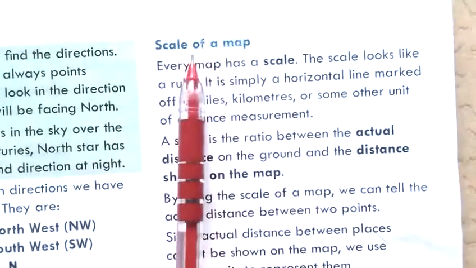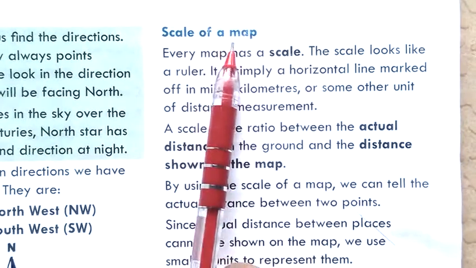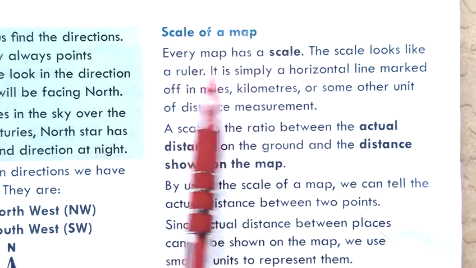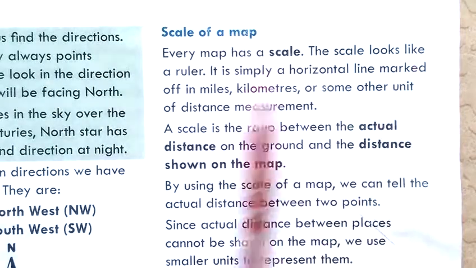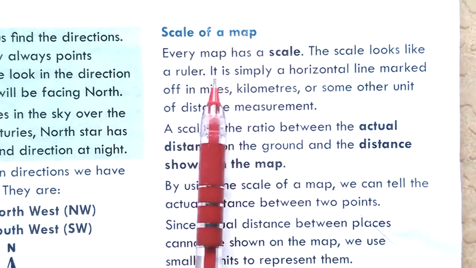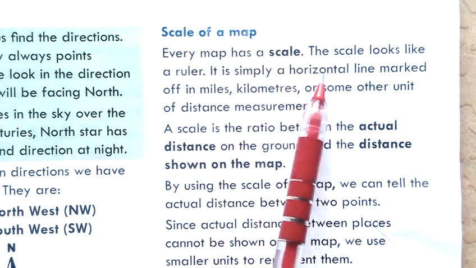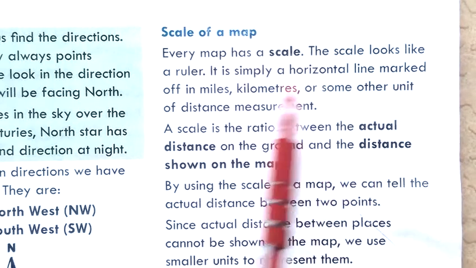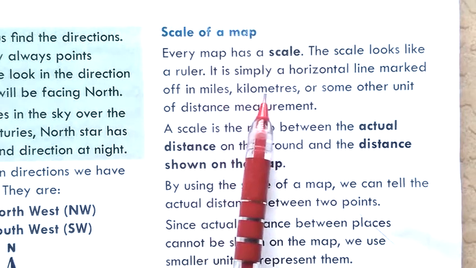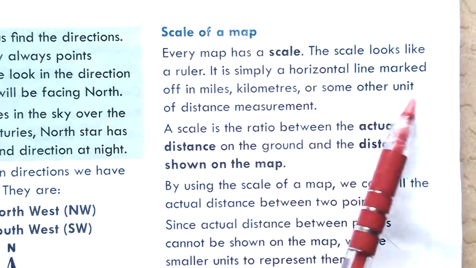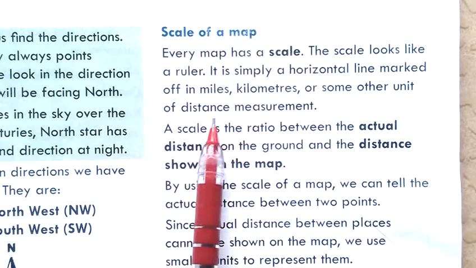Scale of a map. Every map has a scale. The scale looks like a ruler. It is simply a horizontal line marked off in miles, kilometers or some other unit of distance measurement.